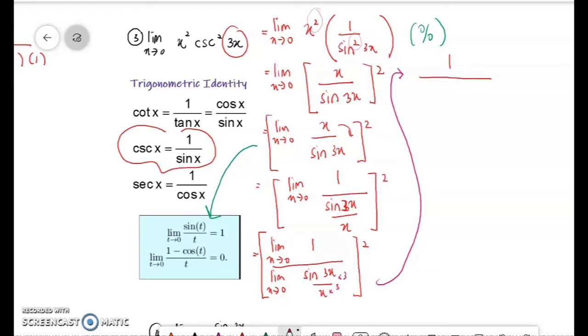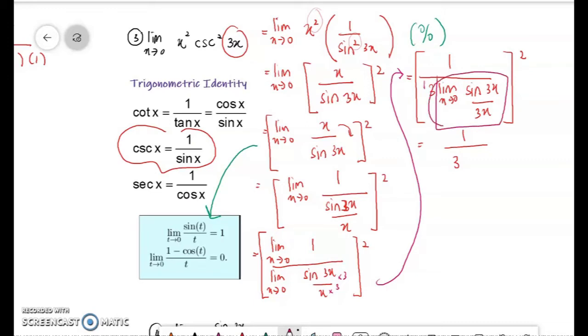So multiplying by 3, you get 3 times the limit as x approaches 0 of sine 3x over 3x. Don't forget the square. And then this equals 1 over 3. This part, what will you get?